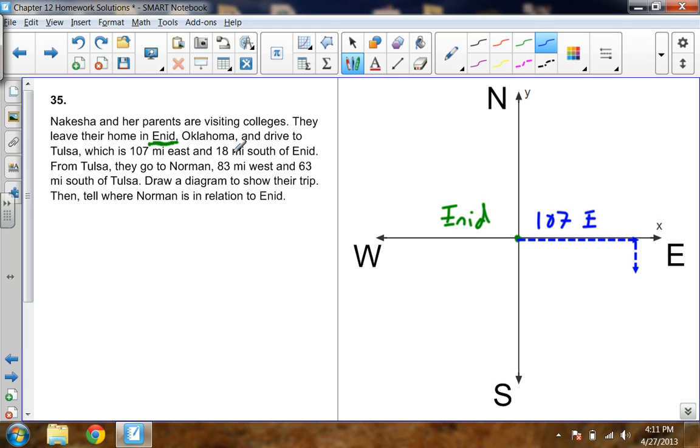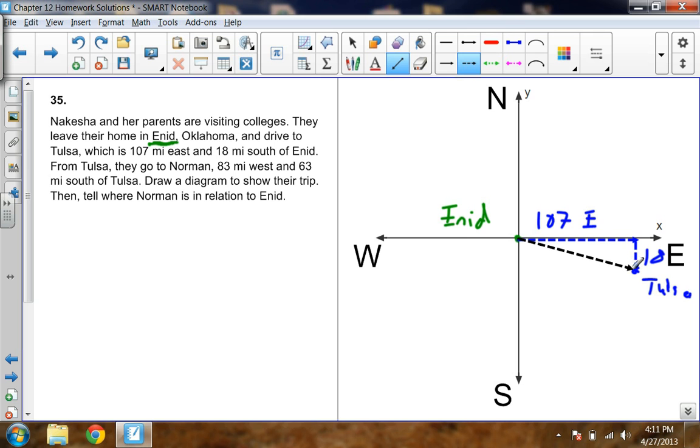And then they went 18 miles south. I mean, that's not what they first and second did, but this is the location of Tulsa, which is that far away from Enid. Now, technically, this would be my resultant vector. I would draw it out this way, and I'd say this is a direct path from one to the other.